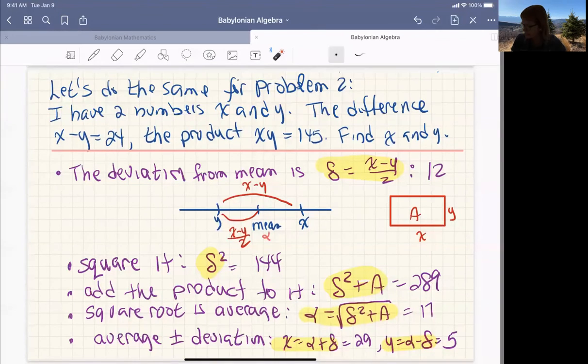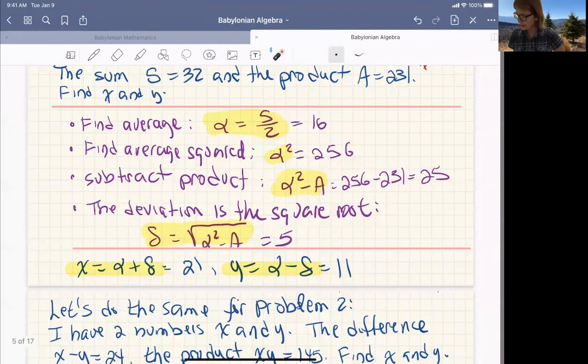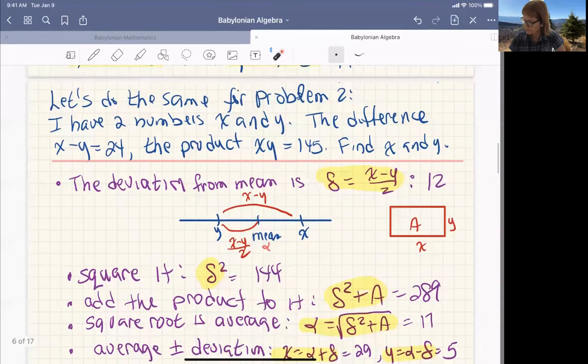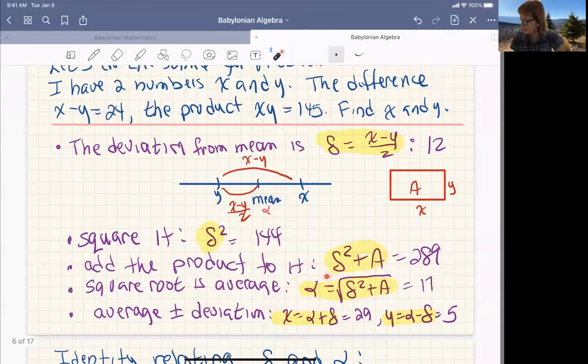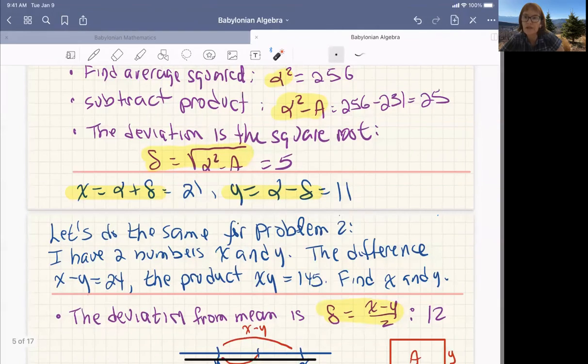So notice that in both of these, there's a formula that compares the average, the deviation from the mean, and the area. So there are 2 different formulas. This one, alpha, is the number that you solve for. This one, delta, is the number that you solve for.